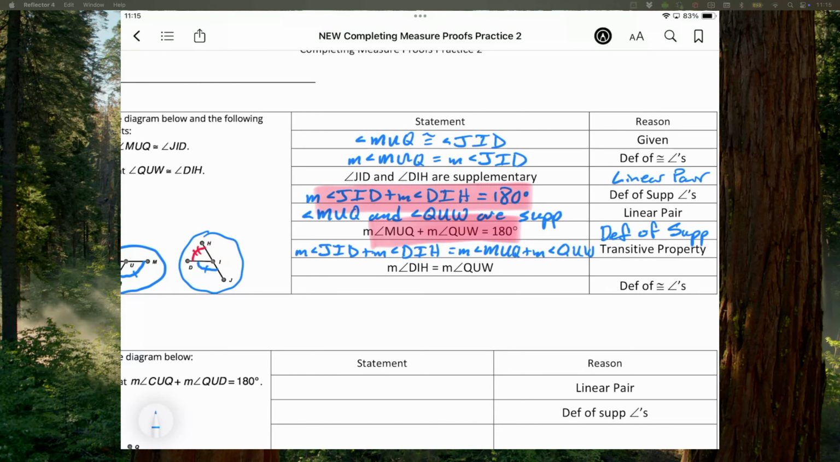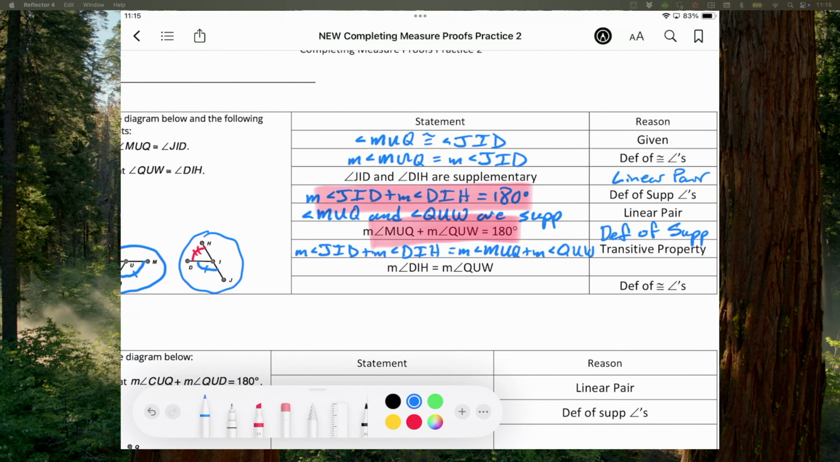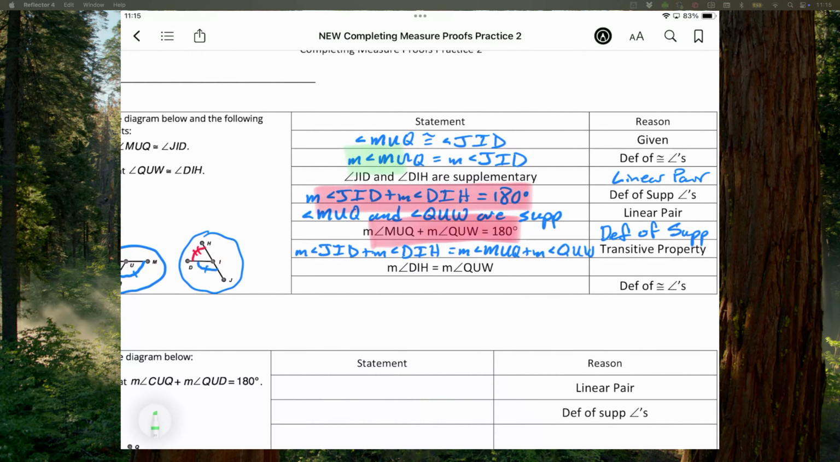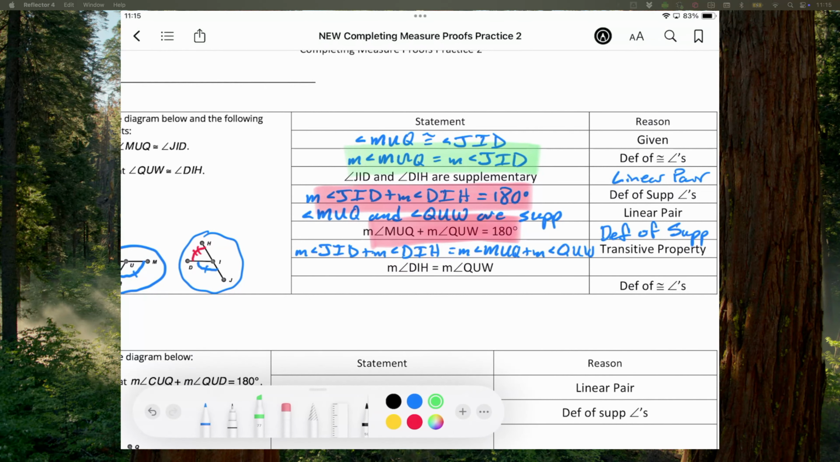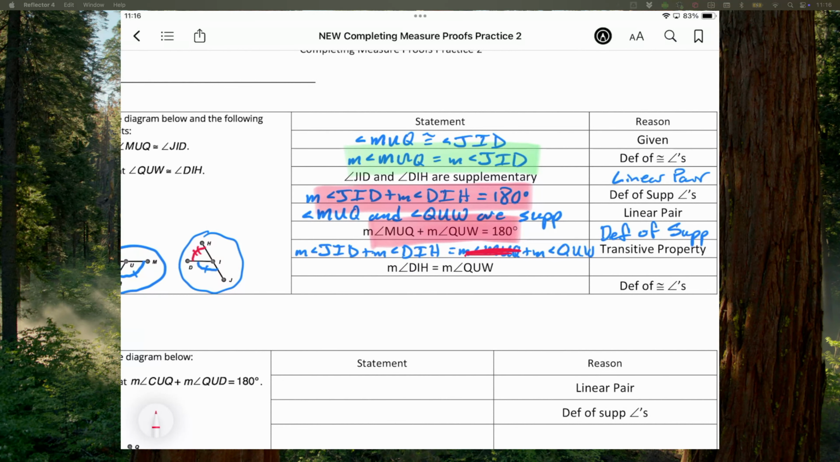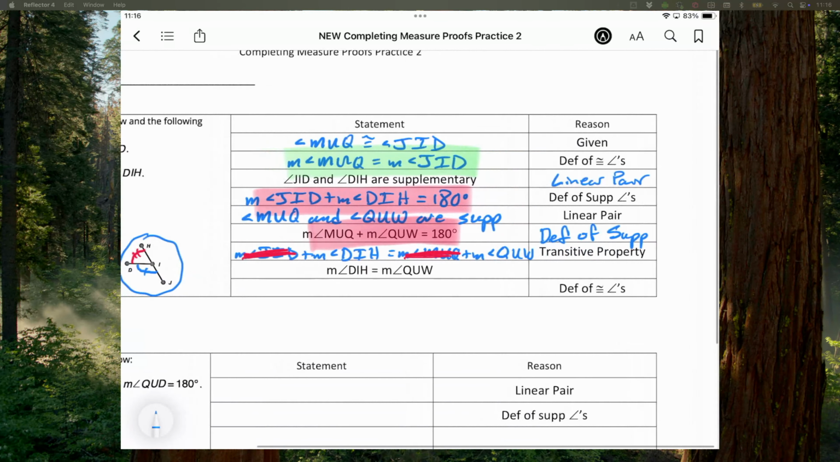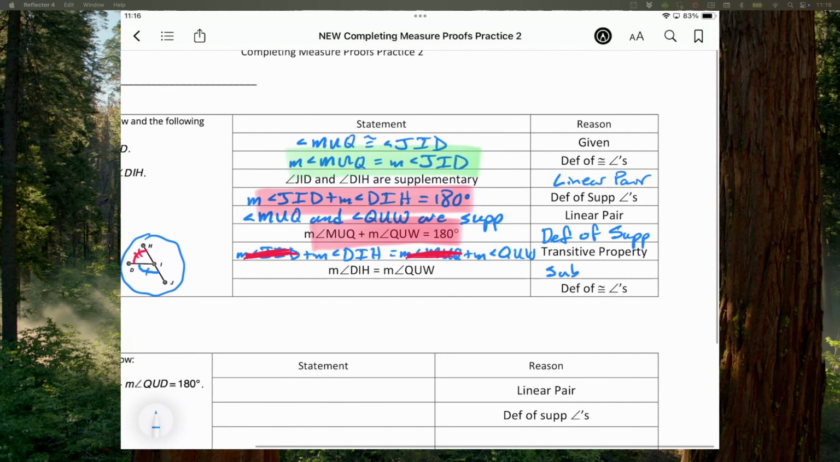Now, this one is a little bit tricky because we have to notice that none of those angles on either side are the same, but the measure of MUQ is equal to the measure of JID. So we can subtract JID from one side and MUQ from the other side because they are equal. That is subtraction. Measures are equal, so they are congruent because of definition of congruent.